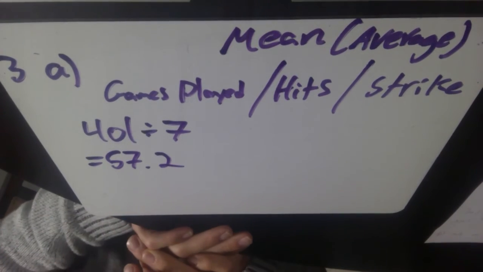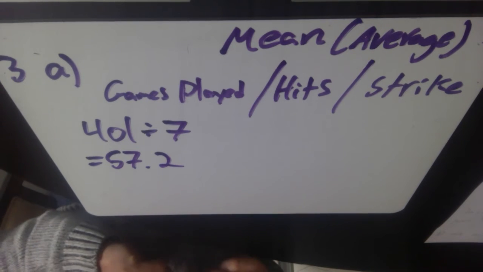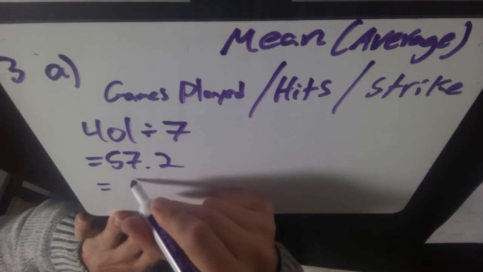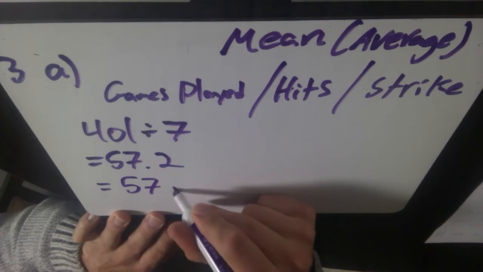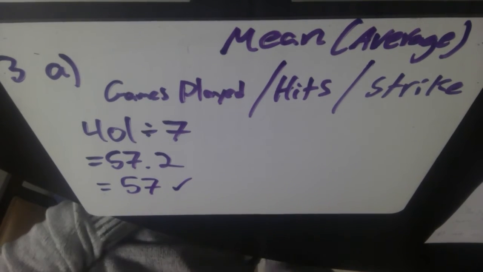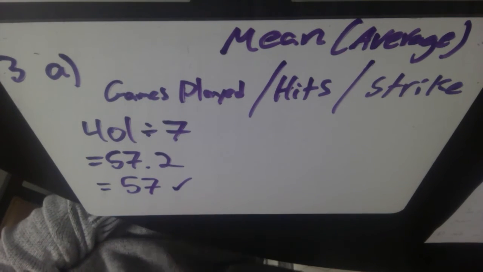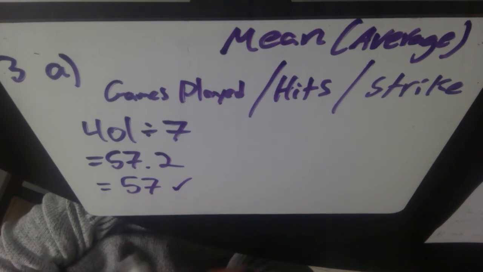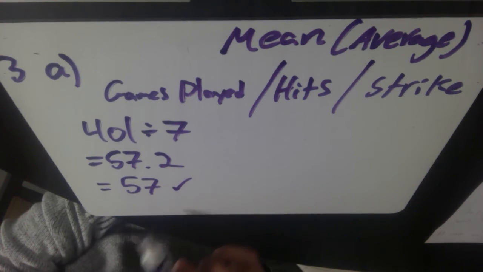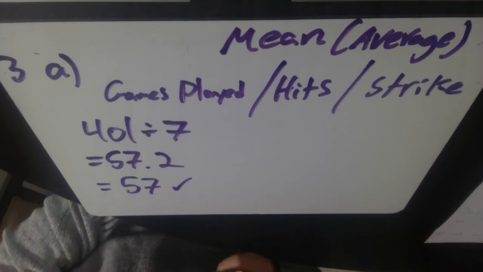It asked me to round to my nearest whole number. My nearest whole number to 57 decimal 2 is 57. So 1 mark there for calculating your mean, your average for games played, of 57. If you didn't round to the nearest whole number and just got to here, give yourself a half a mark.